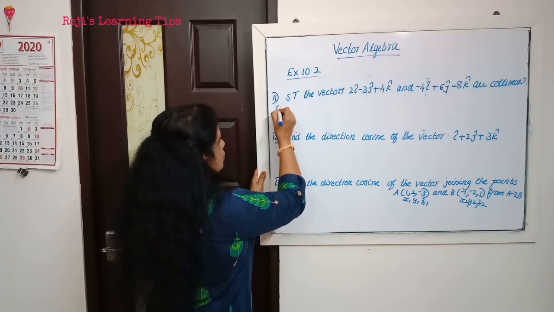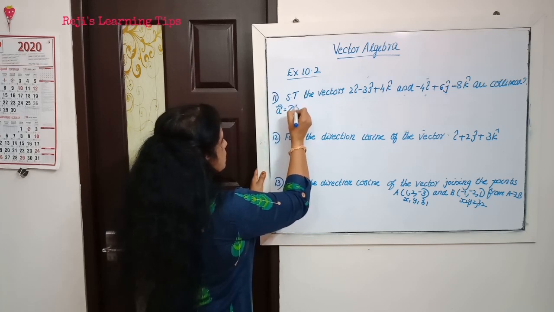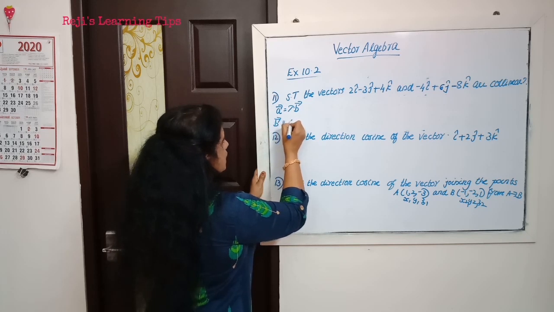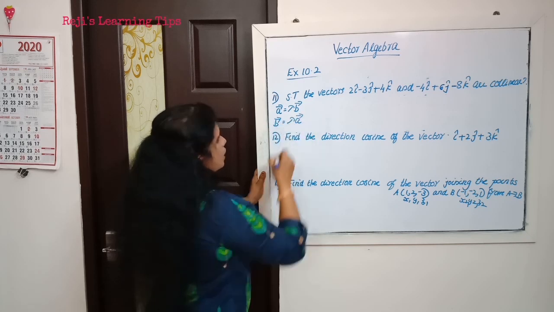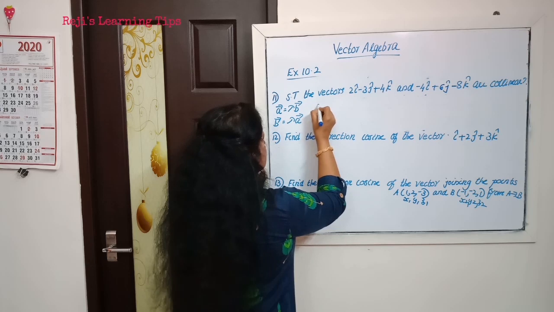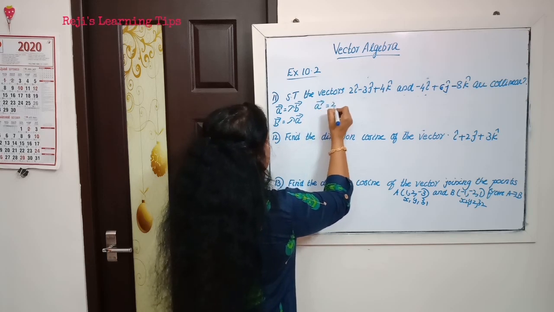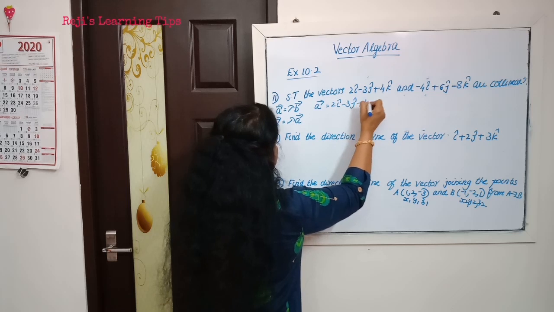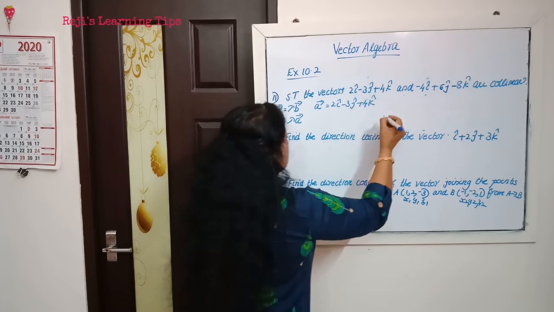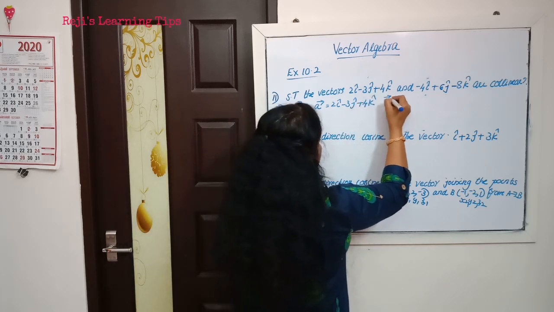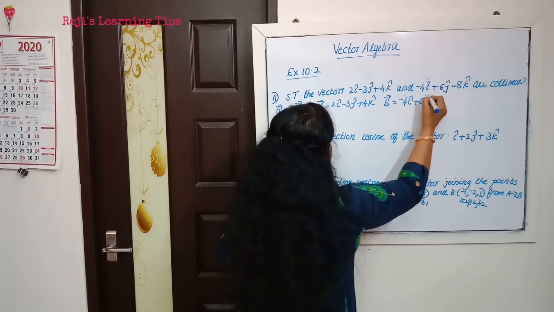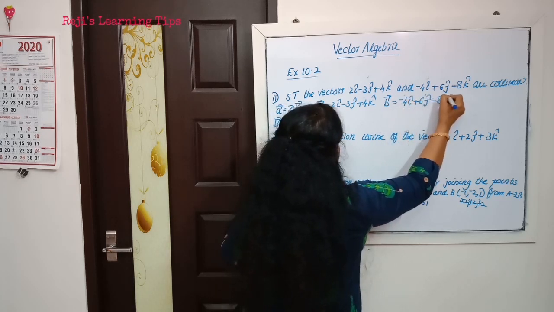Vector A is equal to lambda times vector B. Otherwise, we can write it like this also: vector B is equal to lambda times vector A. Here vector A is equal to 2i cap minus 3j cap plus 4k cap, and vector B is equal to minus 4i cap plus 6j cap minus 8k cap.